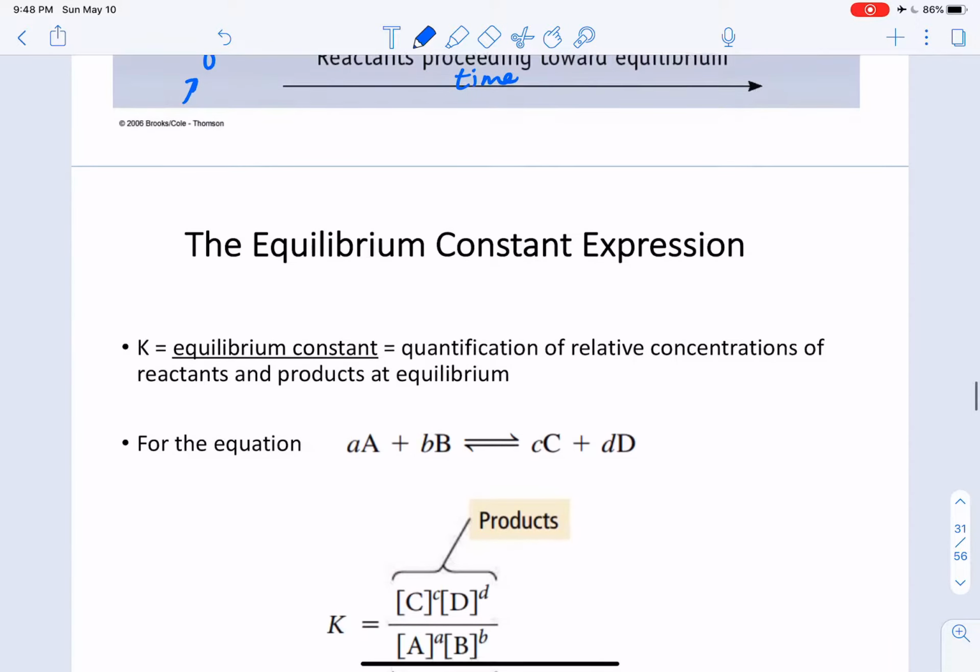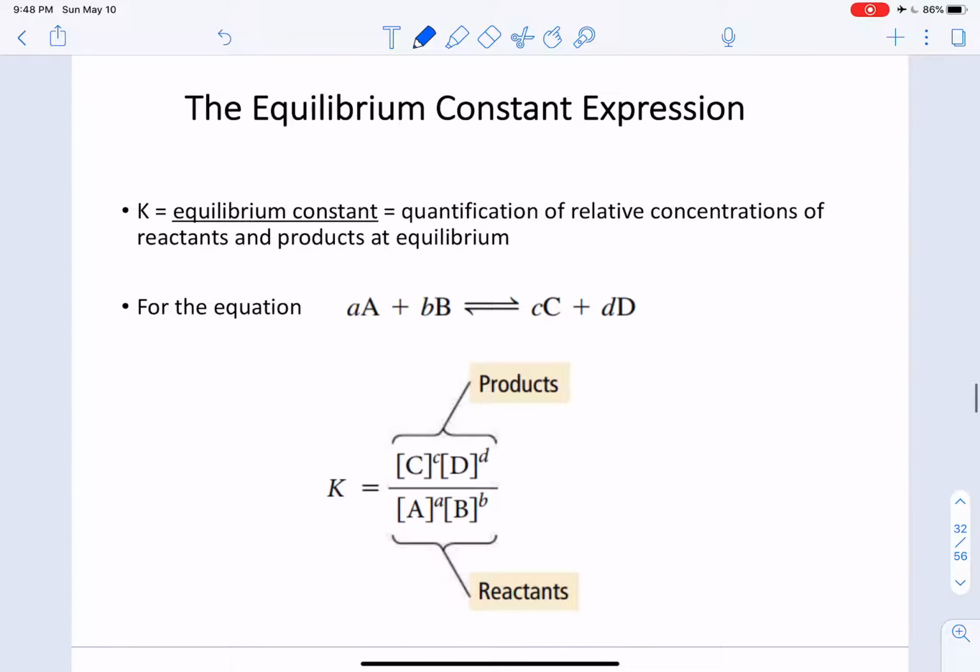Okay, so how do we take this qualitative concept and make it quantitative? Meaning, how do we throw numbers in here and torture you with math problems, right? So this is how we do it. We do it with the equilibrium constant expression. So first of all, we're going to need to write out an equation, and then we're going to need to throw some numbers in there and do some math.